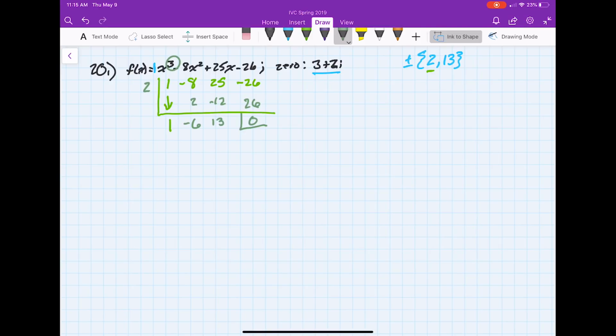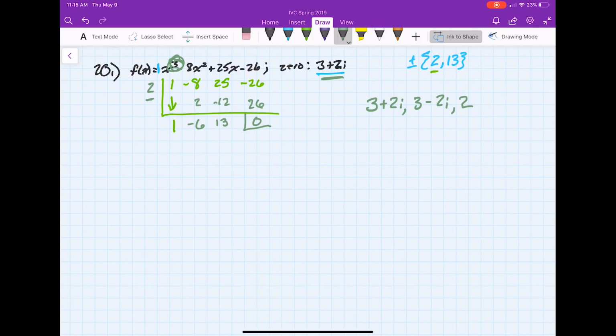Because remember, the degree of the leading term tells us we have up to 3 zeros. So we got 3 plus 2i given to us, which means 3 minus 2i is a 0. And the one we just found, which is 2. So there's our 3 zeros. We cannot have any more than that. We could have less, but not more. So there you go.